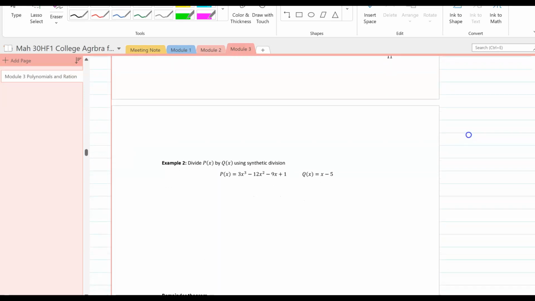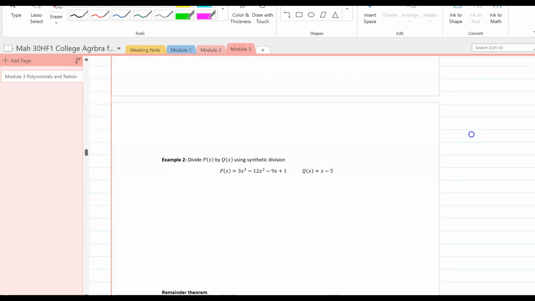Divide p of x by d of x using synthetic division. So here, d of x equal to x minus 5. This implies c equal 5. So let's go ahead and set this up. We'll put 5 on one side of the box. So the other side, 3, -12. These are the coefficients of p of x.